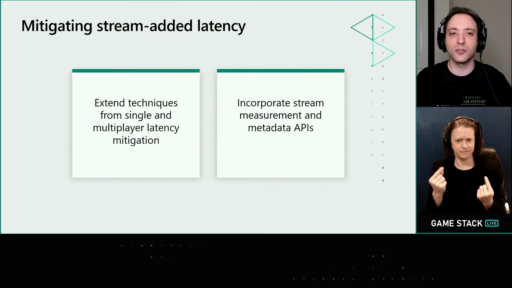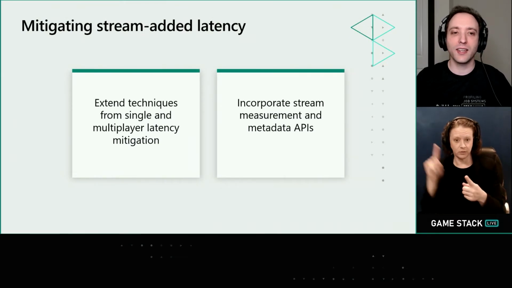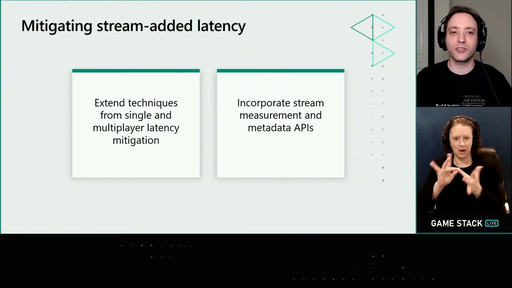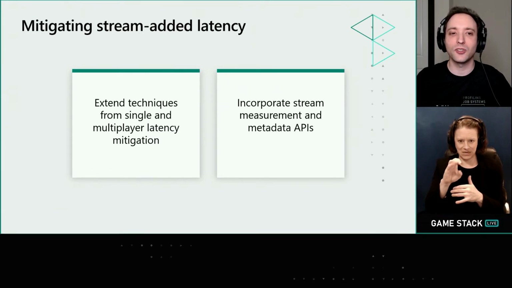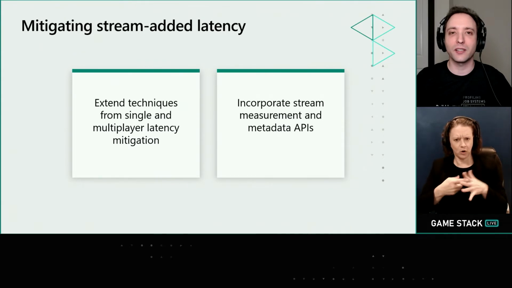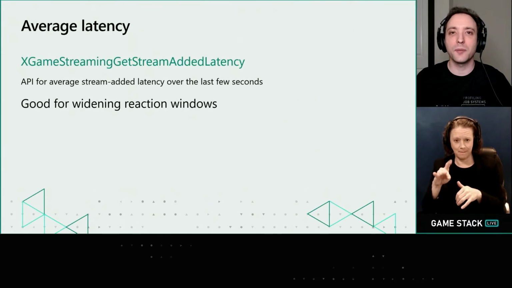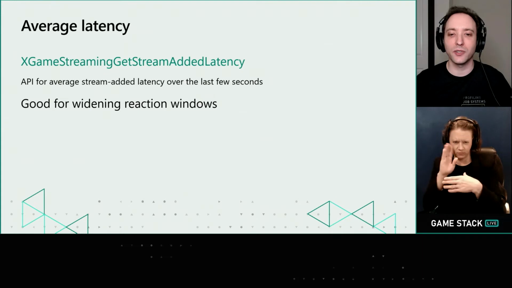So the idea here for mitigating stream added latency, that's that extra network, encode and decode time, is we want to start with the techniques that have been successful in single and multiplayer games already for mitigating latency, and then incorporate stream measurement and metadata APIs to cover the whole picture. So let's start with average latency. We have an API for that. It's called XGameStreamingGetStreamAddedLatency, and it's for getting your average stream added latency over the last few seconds, and we think it's great for widening reaction windows.